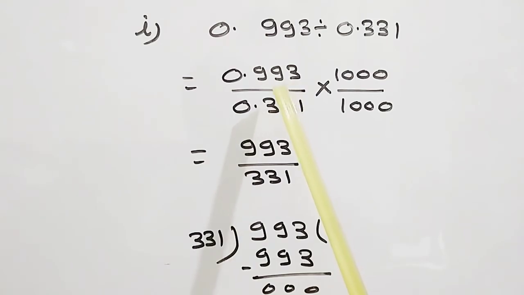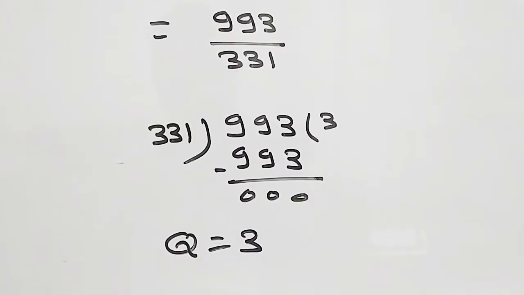When we multiply the numerator and denominator by 1000, it gives 993 upon 331. And 993 when divided by 331, so 331 is having 3 digits and 993 is also having 3 digits. Multiply 331 by 3, it gives 993. So quotient is 3, which is answer.